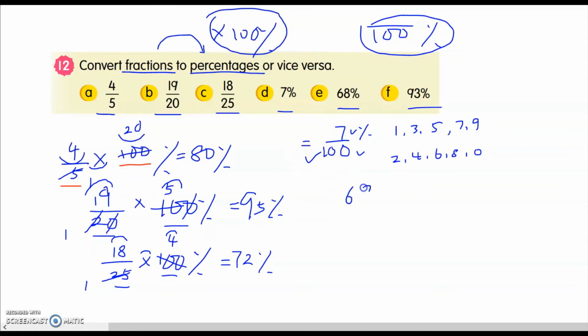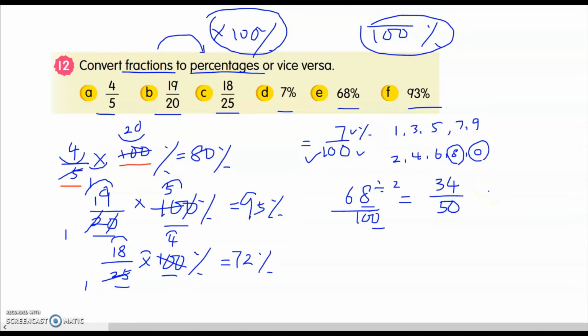Okay, for E, 68%. So we put it over 100. Now, can we simplify this? Yes, we can. So which number do we simplify? We look at the last number here. This is 8. This is 0. Now, can you see 8 and 0 here? Right, so it is even number. So even numbers, we can divide by 2, right? 68 divided by 2, we get 34. 100 divided by 2, we get 50.